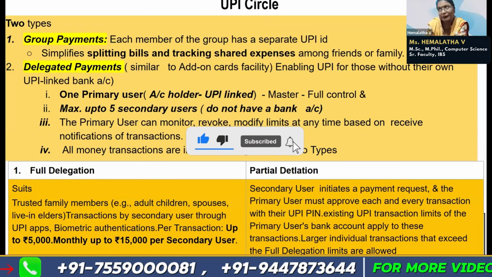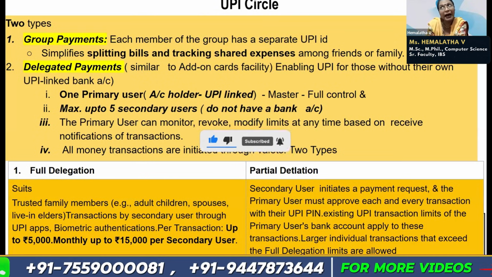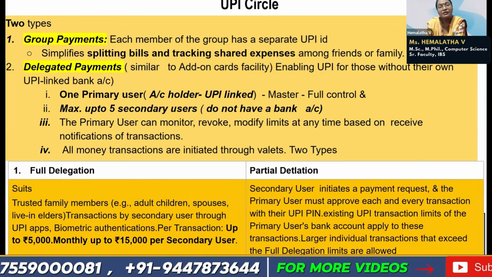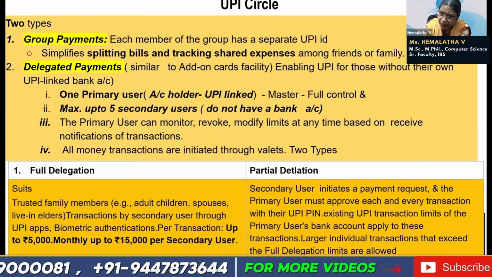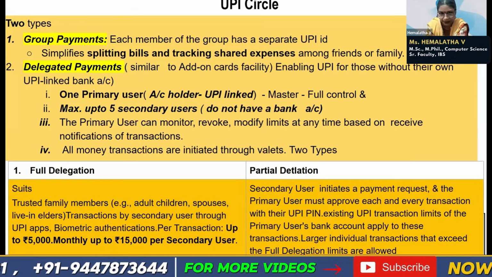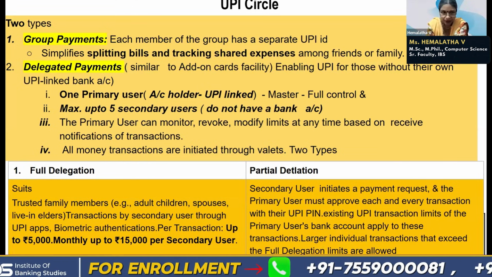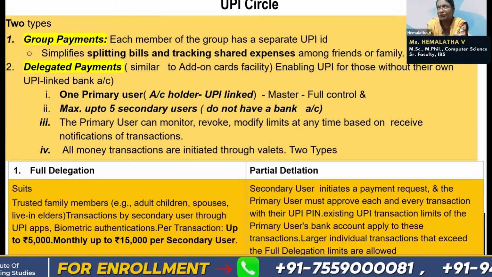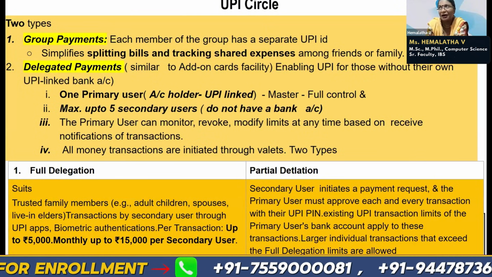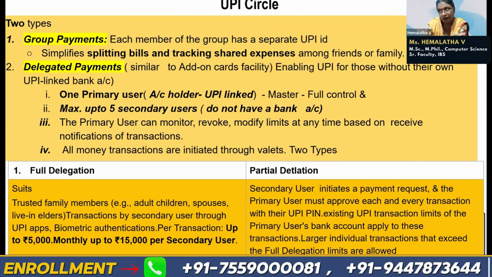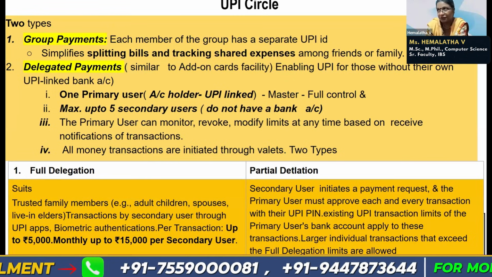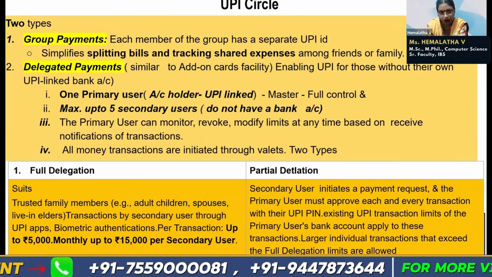Another one is a delegated payment. This is similar to your add-on cards facility. Here there is one primary account holder whose UPI should be linked. He is the master, probably the head of the family. Then you can add 5 secondary users to that account holder. They may or may not have a bank account.